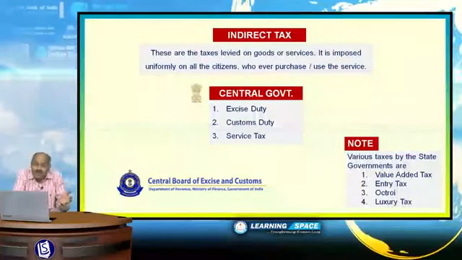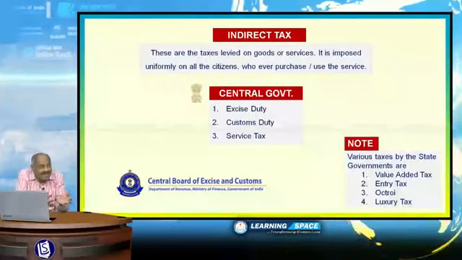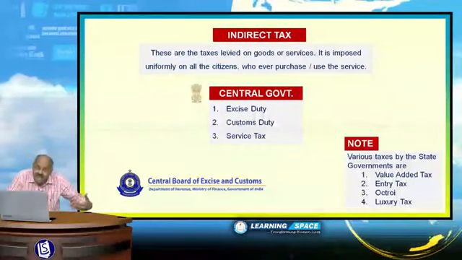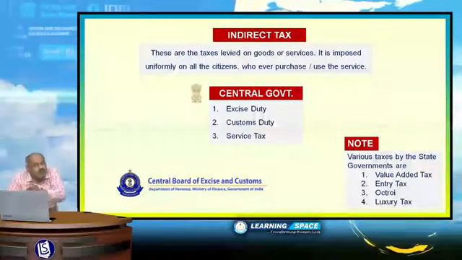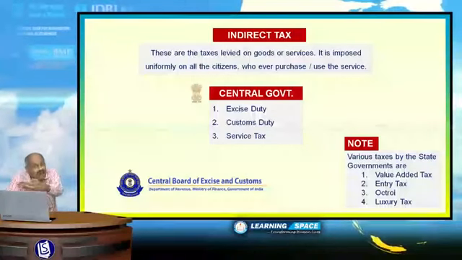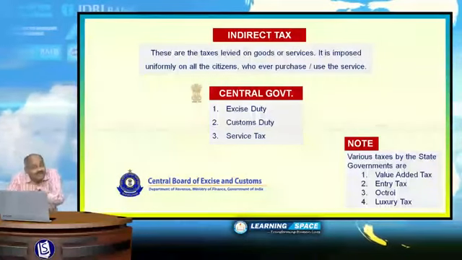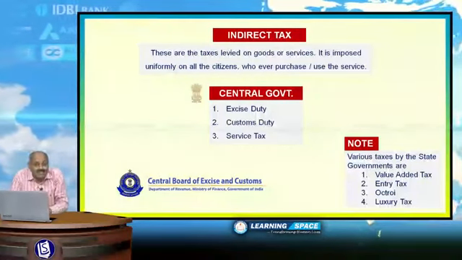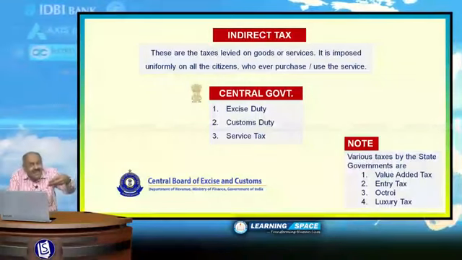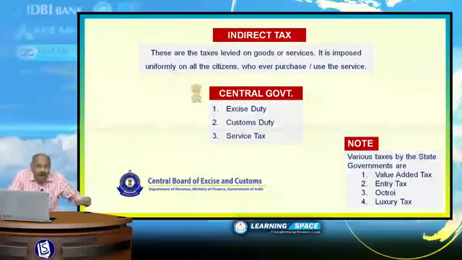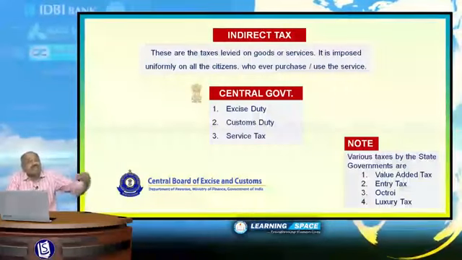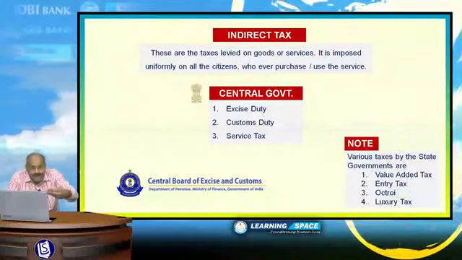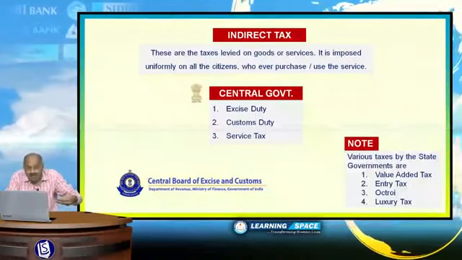Here the central government imposes certain indirect taxes. Prominent among them are excise duty, customs duty, service tax. State governments also impose some taxes. They are value added tax, entry tax, octroi, luxury tax. So these put together are indirect taxes. And for the taxes collected by the central government, the organization responsible is the Central Board of Excise and Customs, which is under the Department of Revenue, Ministry of Finance, Government of India.